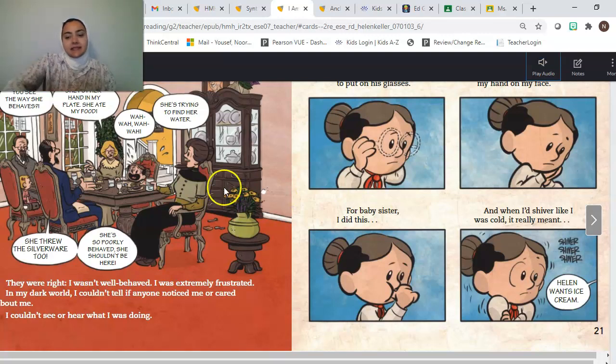What did the dots in this picture tell us? It shows us movement. It shows us that Helen Keller is moving, right? So she's shivering.